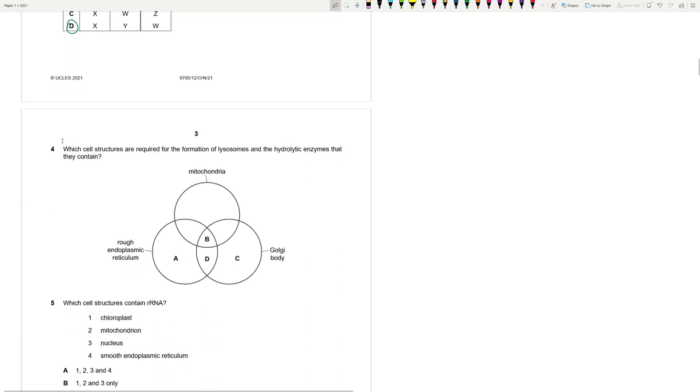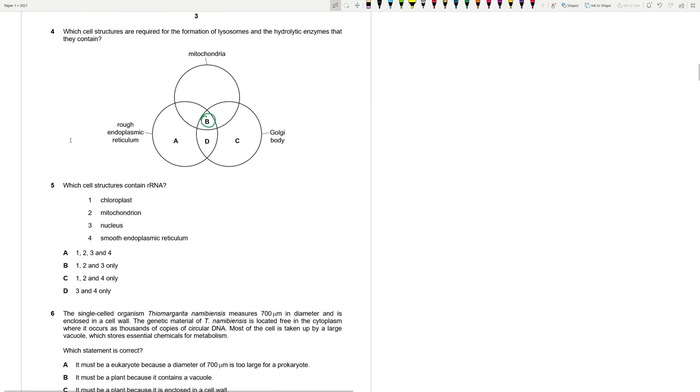Next, 4. Which cell structures are required for the formation of lysosomes and hydrolytic enzymes that they contain? Okay, mitochondria is required for energy. Rough endoplasmic reticulum, along with the help of ribosomes, is required for protein synthesis. And Golgi body is required for packing them into lysosomes, right? So B is the answer.